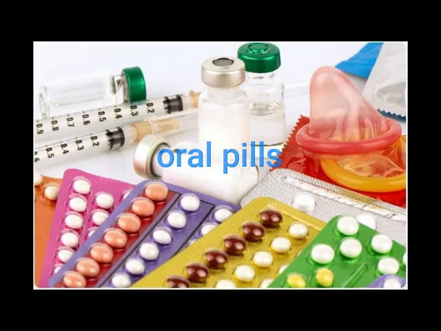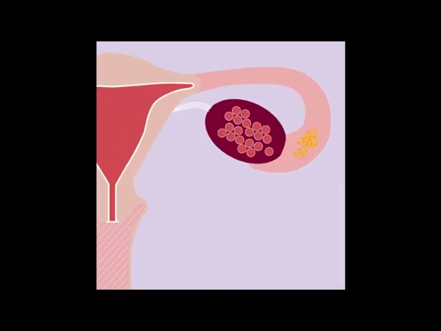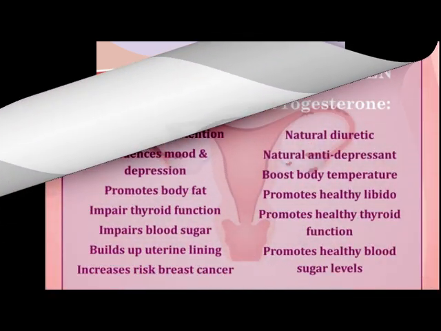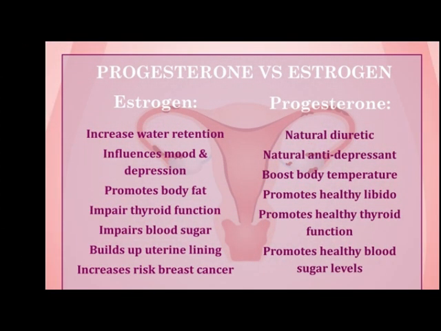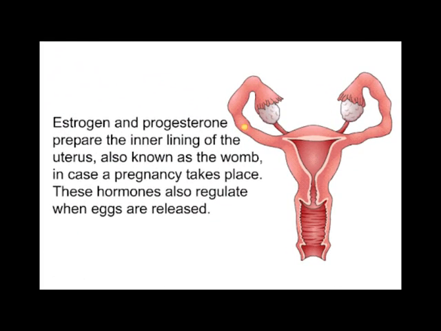Oral pills are one of the chemical methods. They are used to check ovulation. These are mainly hormonal preparations and contain estrogen and progesterone. In the last video, we studied the role of estrogen and progesterone, how they are important during the pregnancy period, and how they maintain the uterus wall thickening when they are secreted.